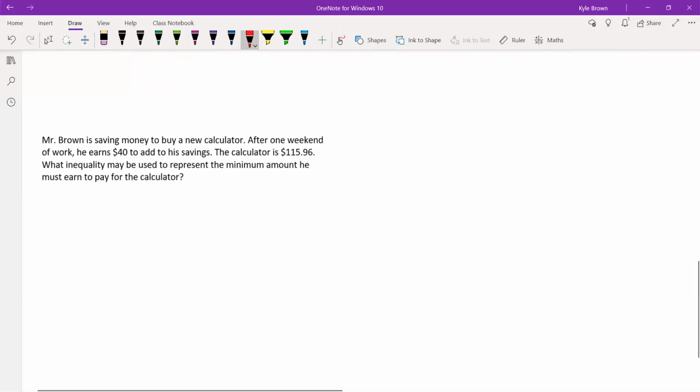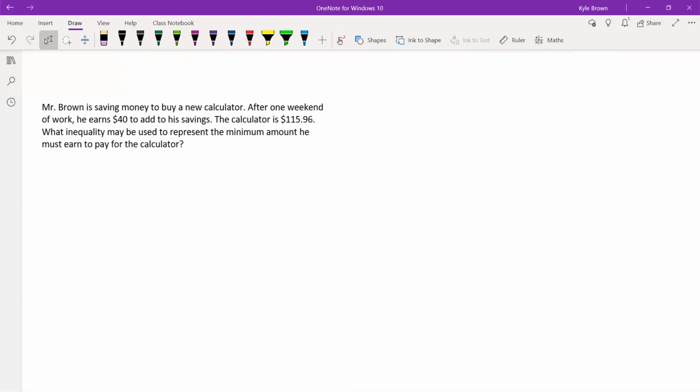All right, next one. Mr. Brown is saving money to buy a new calculator. After 1 weekend of work, he earns $40 to add to his savings. The calculator is $115.96. What inequality may be used to represent the minimum amount he must earn to pay for the calculator? In this case, the amount that he must earn is what we're going to call x.